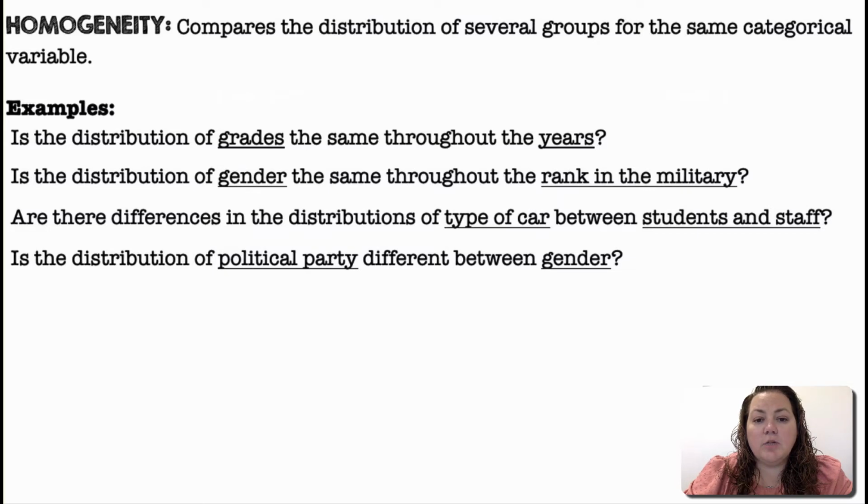Homogeneity compares the distribution of several groups for the same categorical variable. So several groups but the same categorical variable. Is the distribution of grades the same throughout the years? Is the distribution of gender the same throughout the rank in the military? Are there differences in the distribution of type of car between student and staff? Is the distribution of political party different between genders? Okay, so the distribution is kind of a key word there.